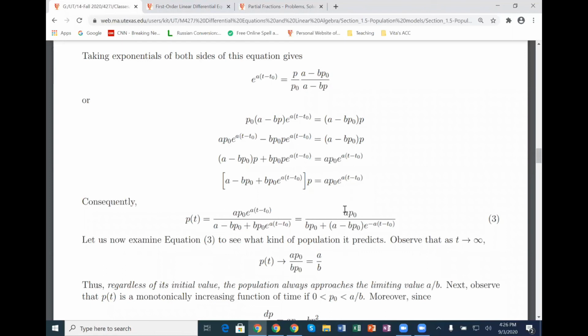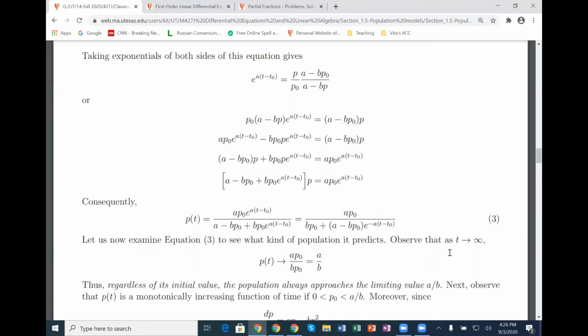This formula is not easy to understand. It's not a simple formula. So, can we come up with some general ideas? What does this formula mean? Fortunately, the answer is yes. Let us come up with some observations.